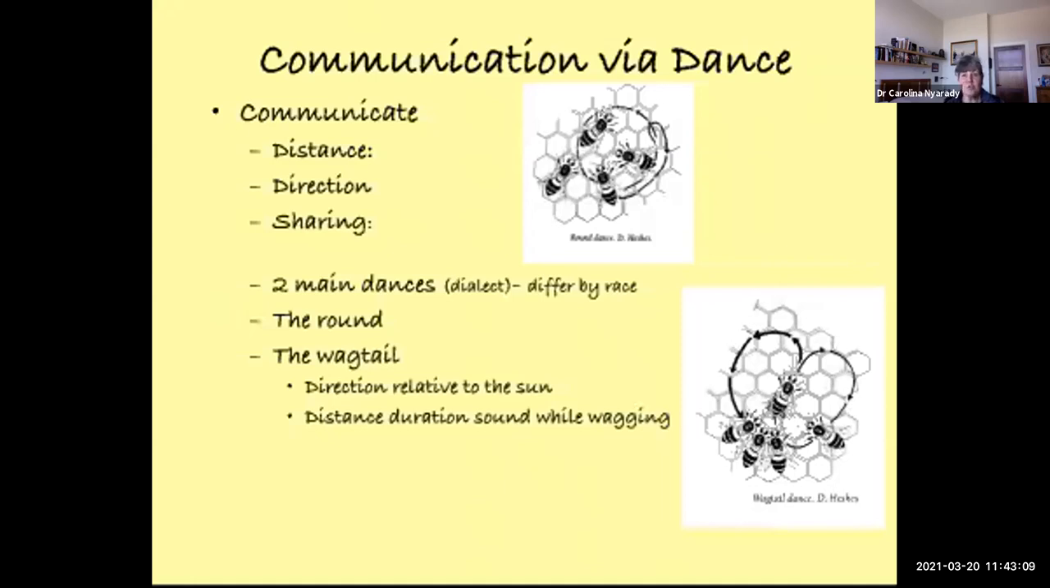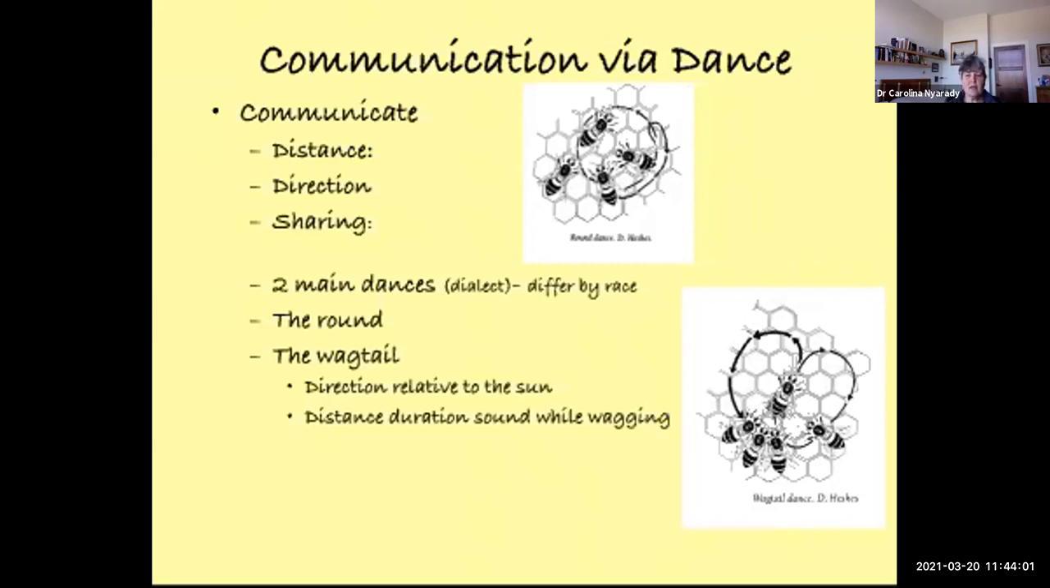And so there's two types of dances she could possibly do. One is called the round dance and one is called the wagtail dance. The round dance is used to indicate food that is fairly close to the hive. It's usually within 80 to 100 yards from the hive. It's not a very complicated dance. She's sort of going in the round. And while she's doing that, she's sharing that nectar that she collected, to let them know what is the taste, what is the smell that they are after. The dance is fairly simple because she's not having to communicate really difficult information. That food resource is very close to the hive.